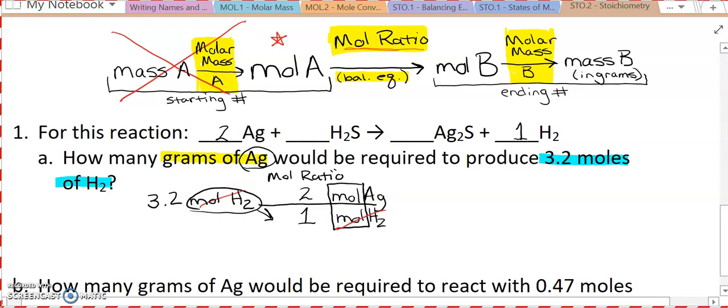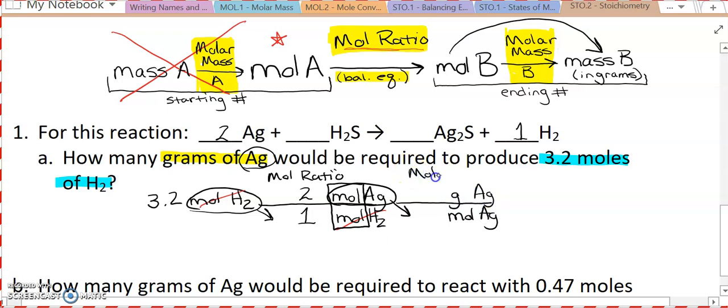But the problem doesn't ask me to go to moles of silver. It asks me to go to grams. And that requires me to use the molar mass of silver to be able to get it to grams. So I'm going to take this unit and put it on the bottom. This time it's moles of silver. And if I'm going from moles to mass, that would put the mass on the top, and it's still silver. And this is going to be the molar mass of silver.